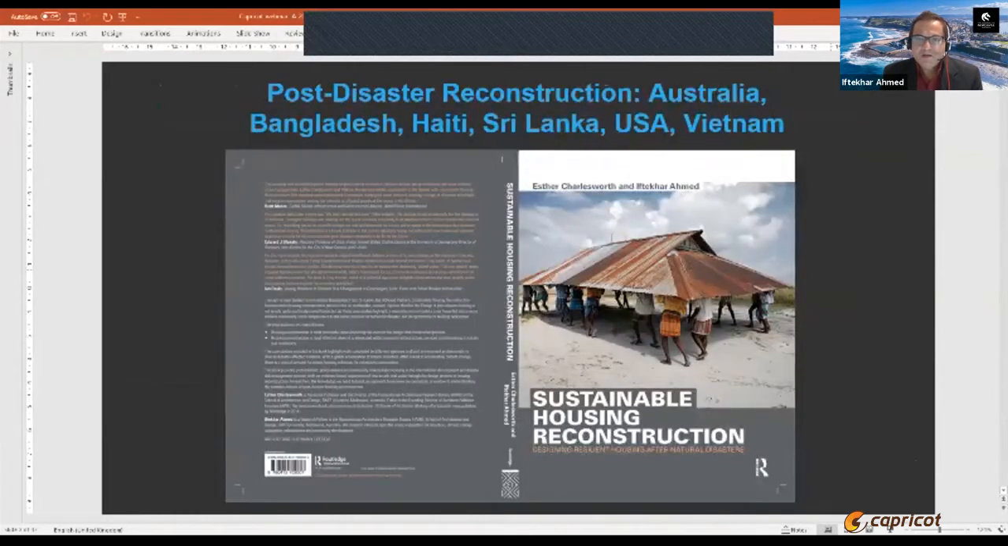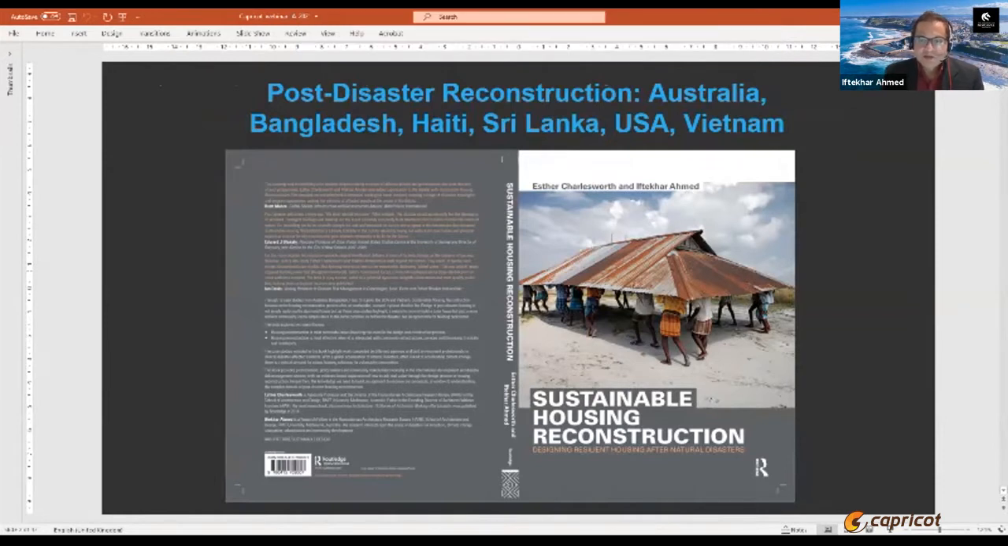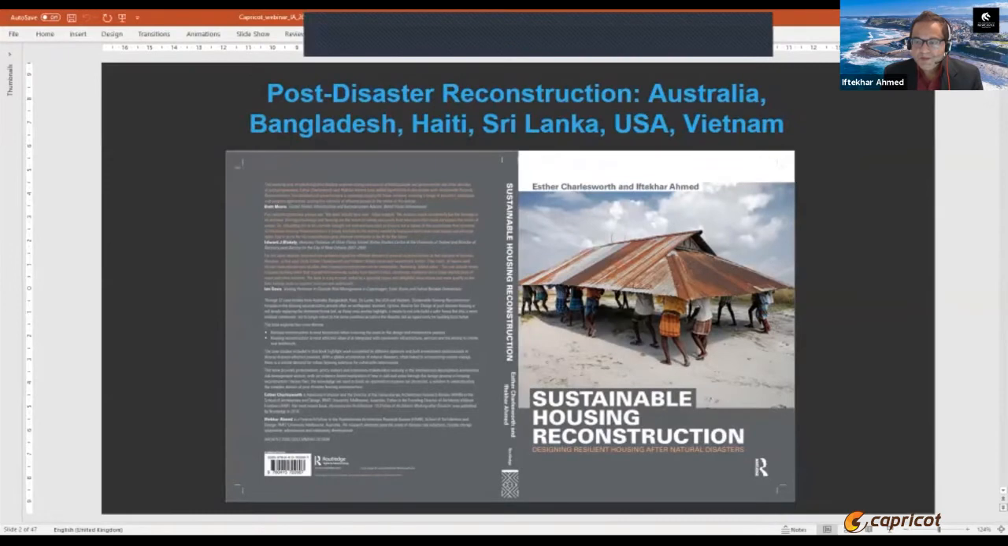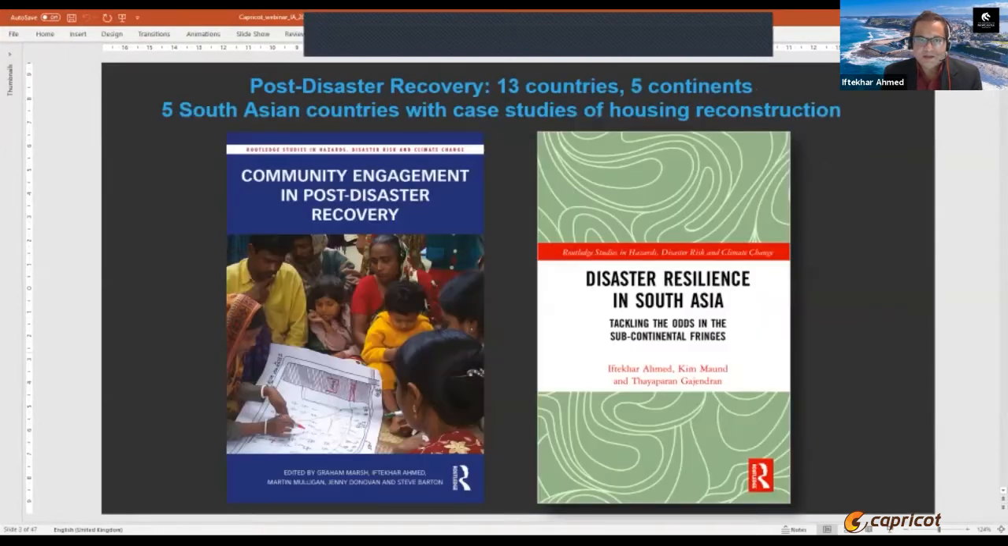Before that, just to give you a very quick overview, I know Mr. Farhad gave a little introduction of myself, and just to tell you a little bit about, these are some of the publications that you might be interested in looking at as a follow-up from this discussion. And this is a book, Sustainable Housing Reconstruction. It was based on case studies from 6 different countries, both developed and developing countries. And then some of these other books.